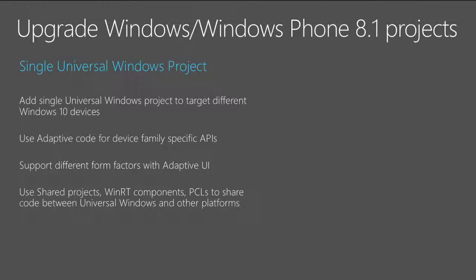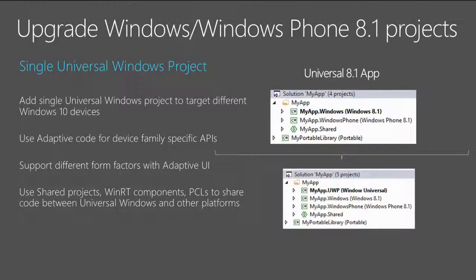And you can take all the shared code that you had in a Windows Store 8.1 or Windows Phone 8.1 project, move it to shared projects or portable class libraries, and reference all this from the new universal project. That way you can share a significant amount of code, but yes, you have to write some scaffolding to use all those assets in the new application.